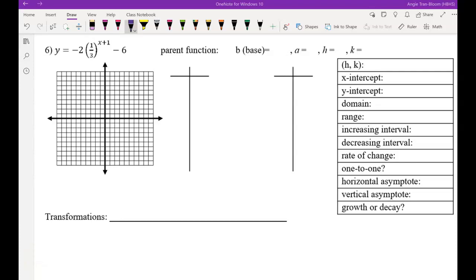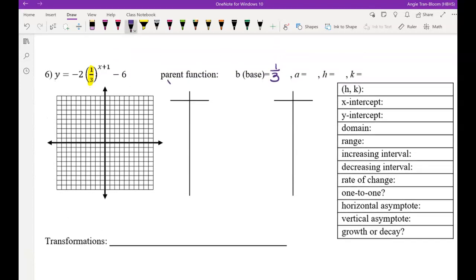Example 6, guys, says y equals -2 times the quantity of (1/3)^(x+1), and then minus 6. Now here is your base. Your base is 1/3. Identifying your base allows us to write the parent equation, okay? So that means our parent equation is y equals (1/3)^x. It allows us to go in and pick some x values and some y values for the parent.